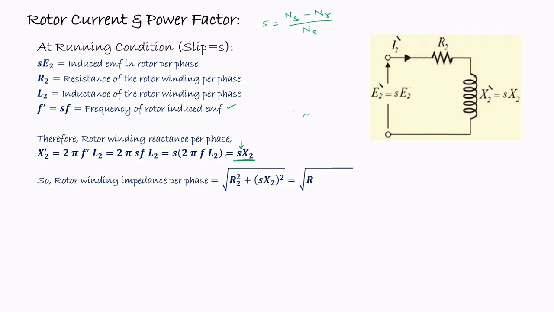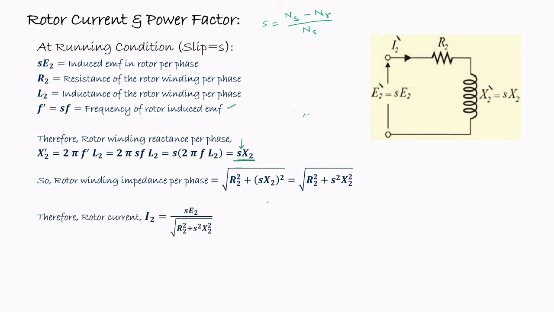So the rotor winding impedance will also depend upon the slip. Here it will be the impedance per phase. Here the slip is in the reactance circuit, so it will be square root of R2 square plus S square X2 square. This is the impedance of the rotor circuit per phase during the running condition. Here the resistance is constant, but the reactance depends upon the slip.